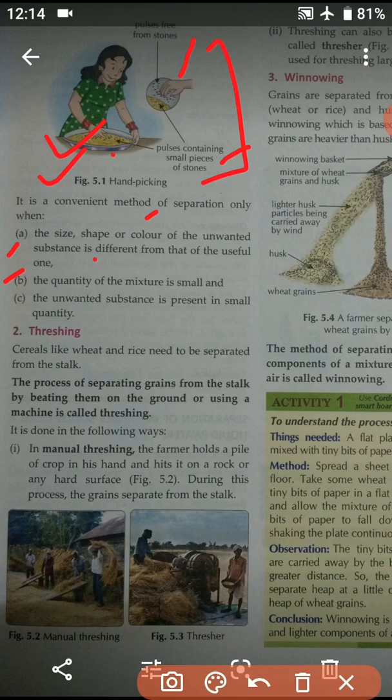Okay. Number 3 or number C, the unwanted substance is present in small quantity.